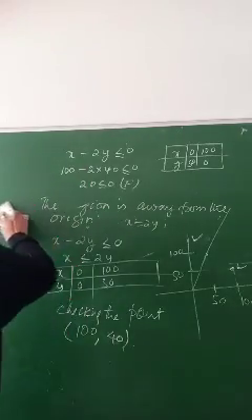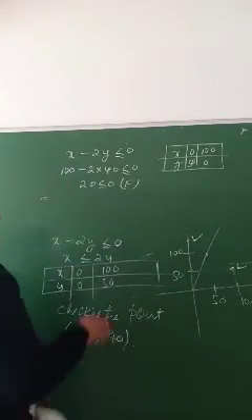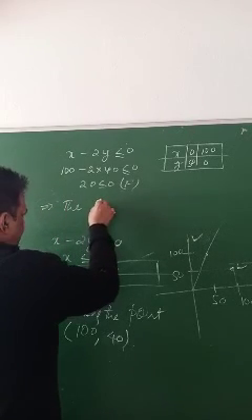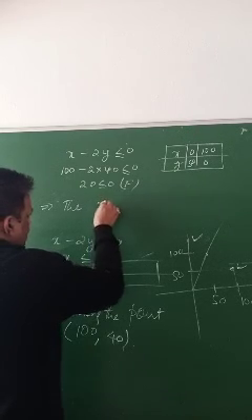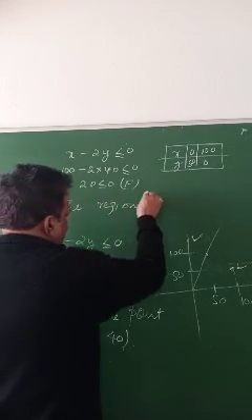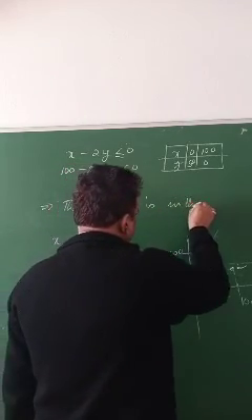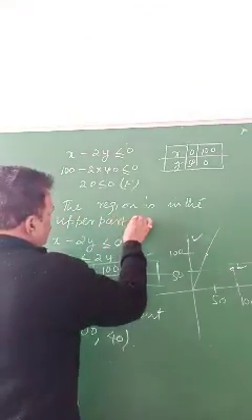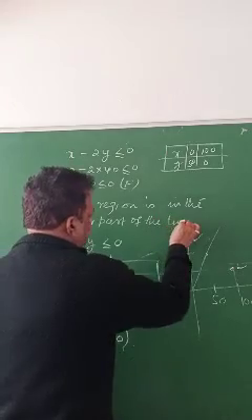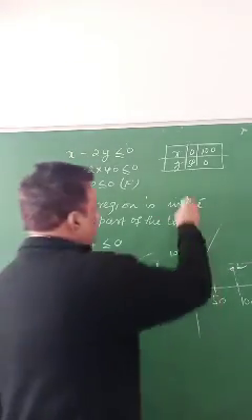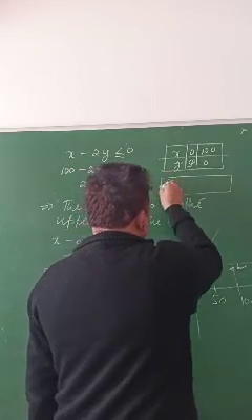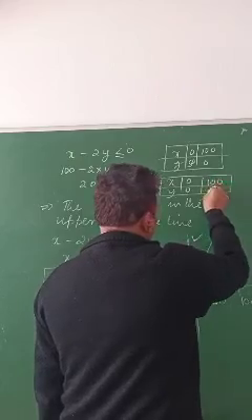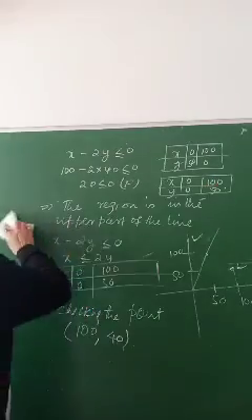So this implies the region is in the upper part of the line. Upper part of the line. So two tables you made. One is this one. This is 0, 0, 150. Okay.